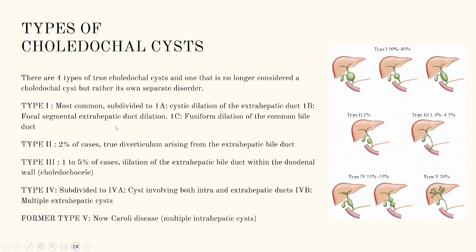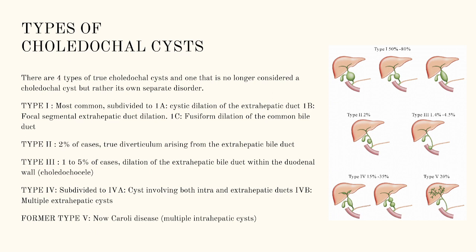There are 4 types of true choledochal cysts and one that is no longer considered a choledochal cyst, but rather its own separate disorder. Type 1 is the most common, and it is subdivided into 3 categories. 1A is cystic dilation of the extrahepatic duct. 1B is defined as focal segmental extrahepatic duct dilation. 1C is fusiform dilation of the common bile duct.